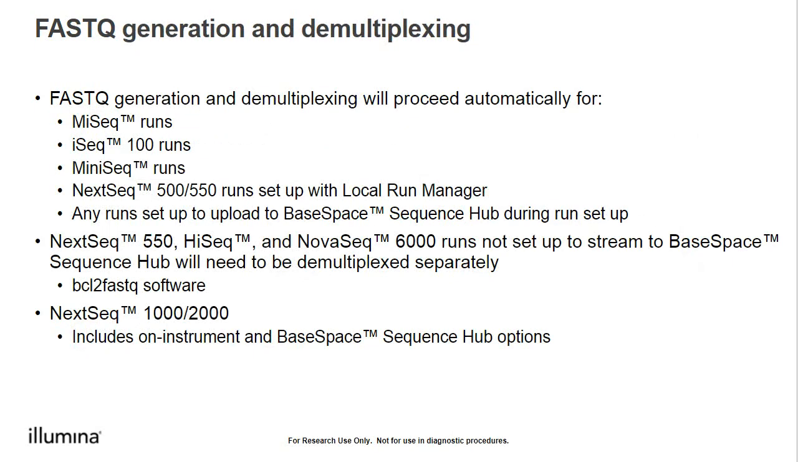For runs on the iSeq, MiSeq, MiniSeq, and NextSeq 500, 550 runs set up with Local Run Manager, along with any run set to upload to BaseSpace, the FASTQ generation will happen automatically once the sequencing run completes. For NextSeq 500, 550 runs without Local Run Manager, as well as HiSeq and NovaSeq offline runs, we will need to manually initiate the FASTQ generation and demultiplexing process with the BCL to FASTQ software. For the NextSeq 1000, 2000, there are both on-instrument and online options for FASTQ generation and demultiplexing.